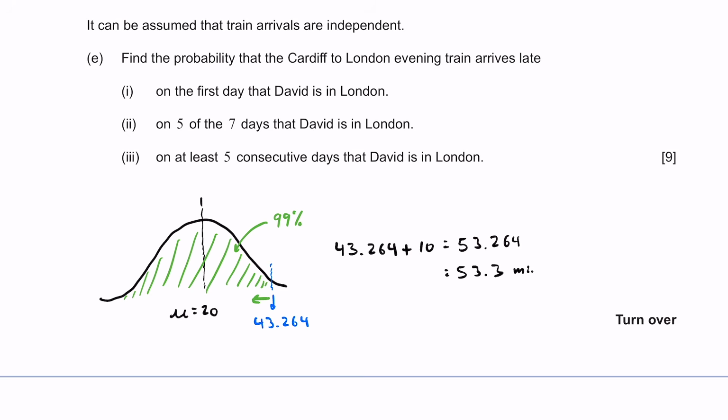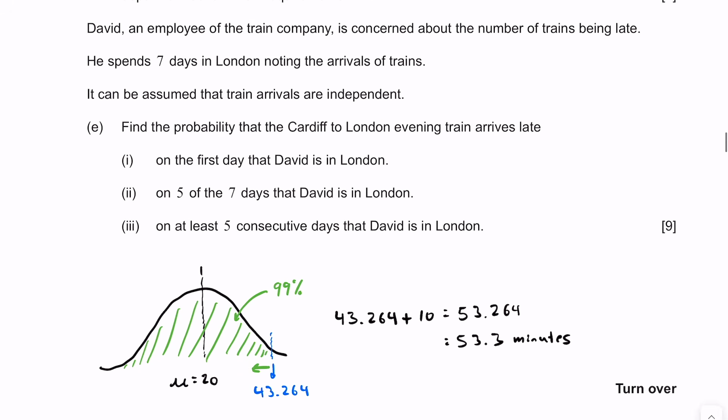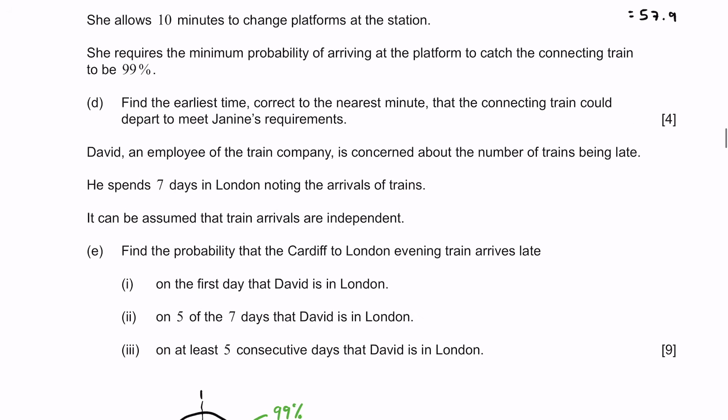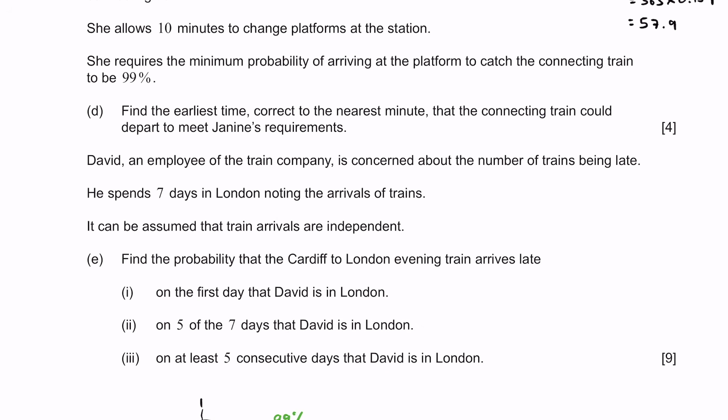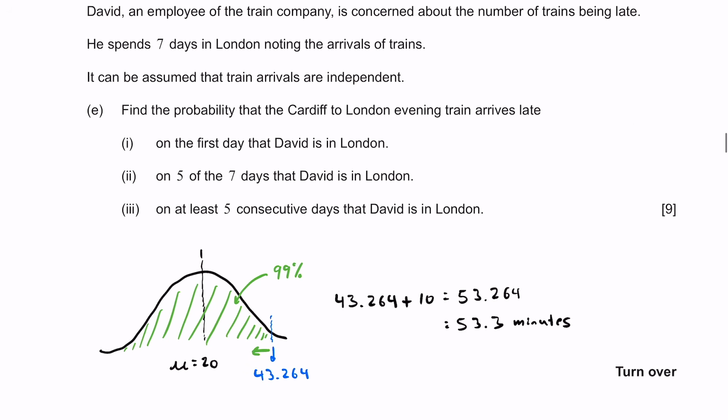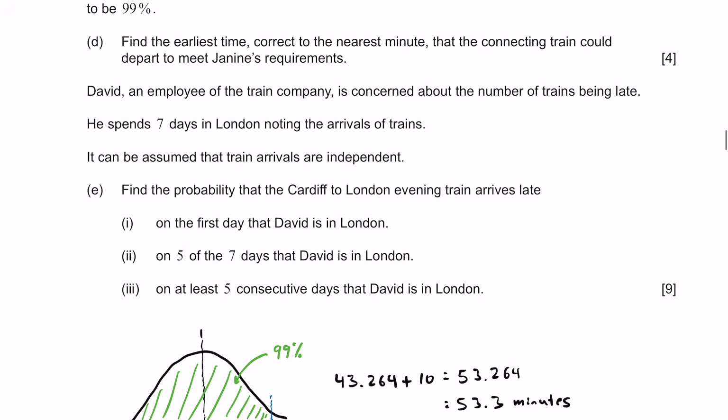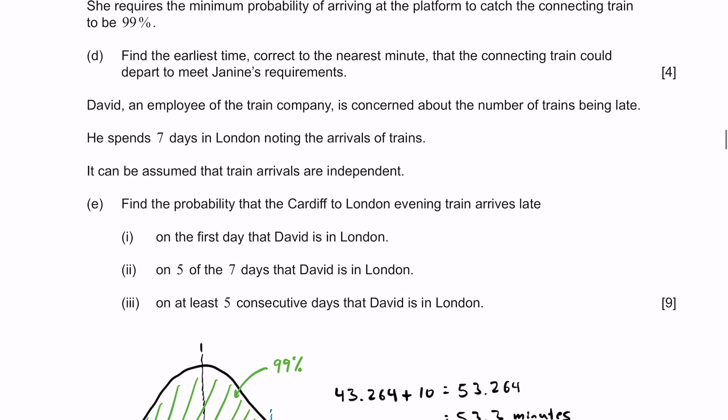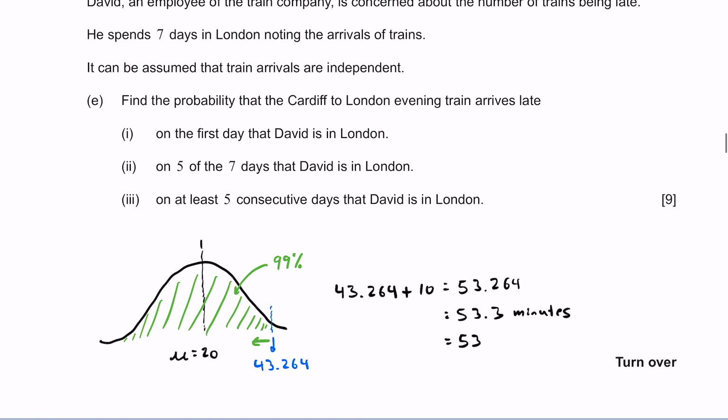53.3 minutes. We don't usually write minutes with this decimal, we usually write it in seconds, but I don't think they're asking for minutes in seconds. So in this case, probably just save some time and let's write it as 53.3 minutes. So the earliest time correct to the nearest minute, that would be 53 minutes then. The nearest time correct to the nearest minute that the connecting train could depart to meet Janine's requirements would be 53 minutes. Once again, 99% of the time, the train will arrive up to 43.264 minutes late.